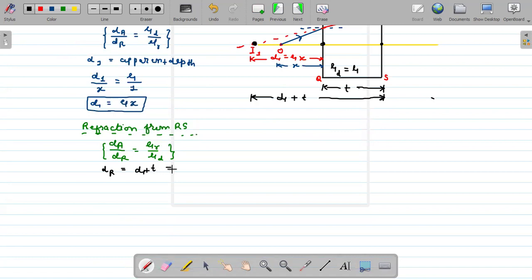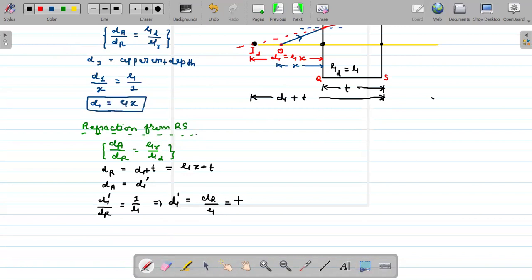d1 plus t means mu x plus t. Now how much will be the apparent depth? Let's assume that the apparent depth is d1 dash in this case. Now apply the formula. So d1 dash divided by real depth is equal to the refractive index of the rarer medium, which is 1, divided by the refractive index of the denser medium, which is mu. So from here you will get d1 dash equal to dr divided by mu.